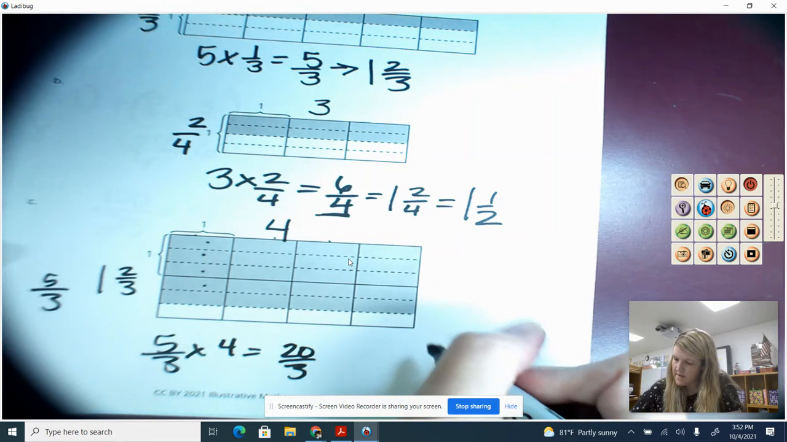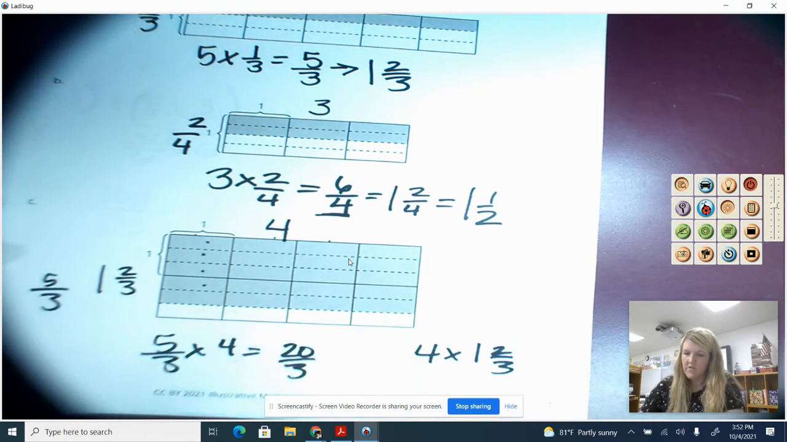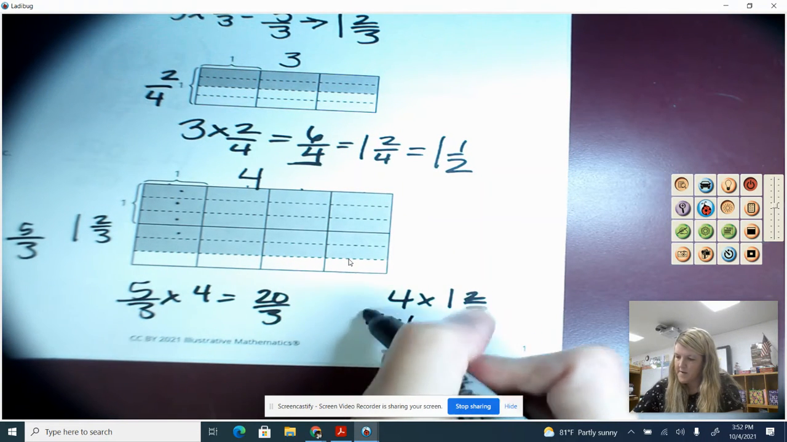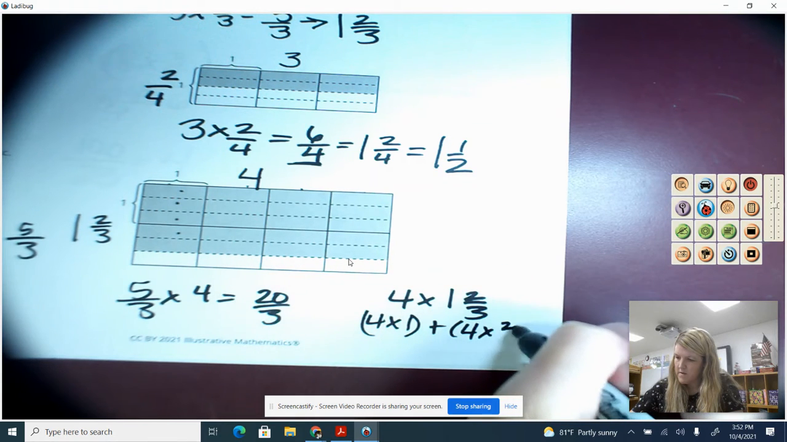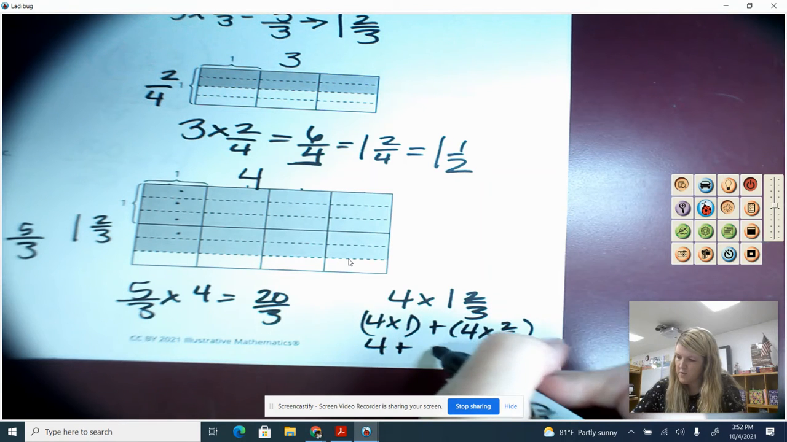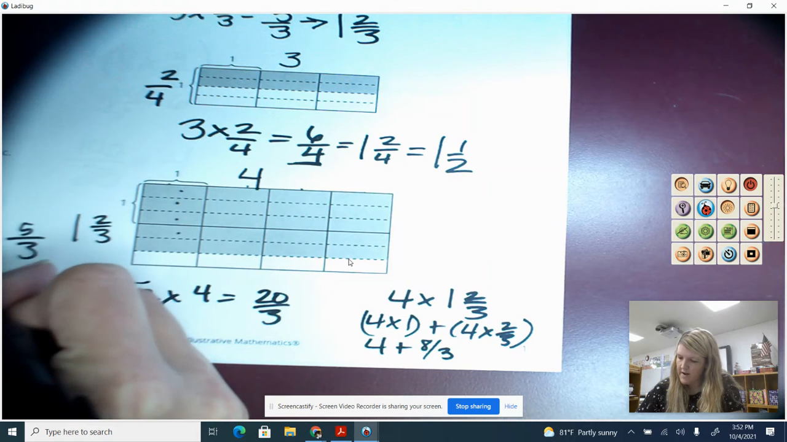Now if I did 4 times the 1 2/3, just make sure that you multiply 4 times 1 and then 4 times 2/3. So 4 times 1 would just be 4, and then 4 times 2/3 would be 8/3. So I've got 4 8/3.